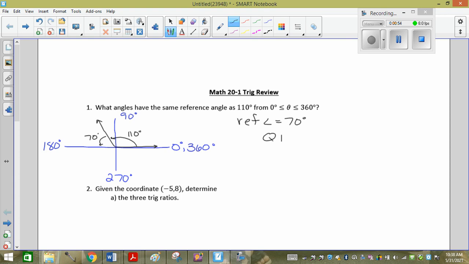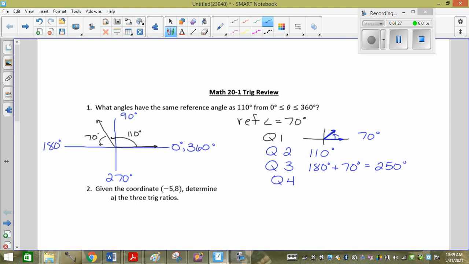In quadrant 1, it would be here, which is 70. Remember, the reference angle and the angle in quadrant 1 are always the same. They're equivalent. So in quadrant 1, this would be 70. In quadrant 2, it is 110. That's the one I gave you. In quadrant 3, you go 180 plus your reference angle, so you get 250. And in quadrant 4, you do 360 minus your reference angle always, so you get 290.